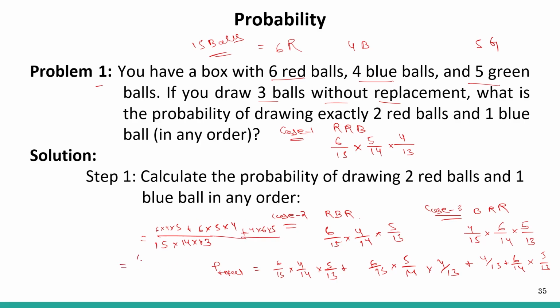So this will be equal to 6 into 4 into 5 into 3 whole by 15 into 14 into 13. So 5 and 3 can be cancelled out, and we can also cancel out 6. So we can write it as 2 into 4 by 14, which will be equal to 4 by 7. So 4 by 7 will be the probability of drawing exactly 2 red balls and 1 blue ball.